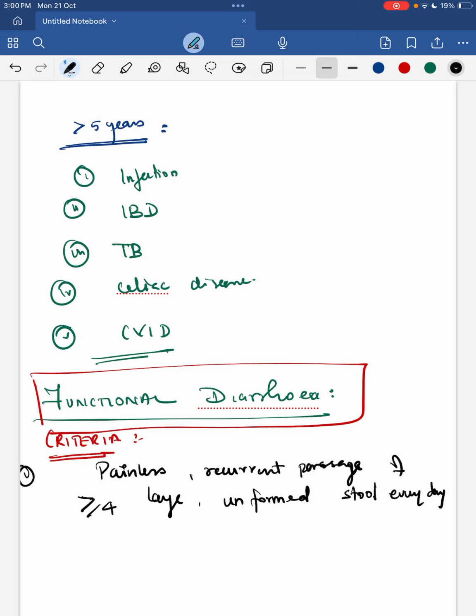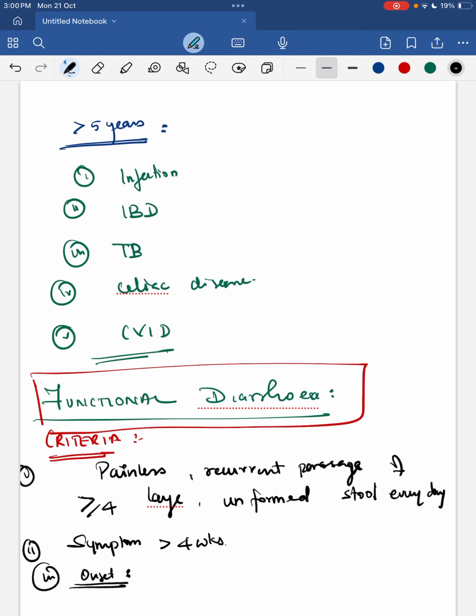Second, the symptoms are lasting for more than 4 weeks. Third point, the age of onset of this type of diarrhea is between 6 to 60 months of age.